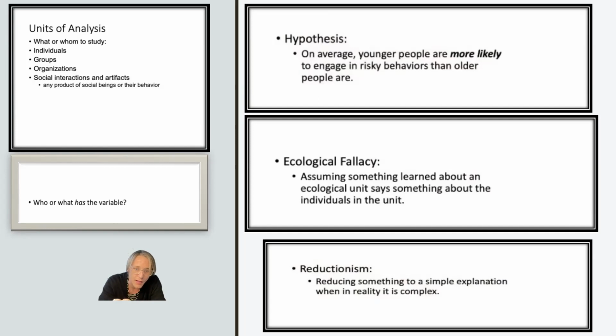In addition to the ecological fallacy, where we may come to a conclusion about individuals within the group or the unit of analysis, we can also fall into the faulty reasoning of reductionism. This is when our explanation is too limited. We reduce something to a simple explanation when in reality, we are dealing with something much more complex.